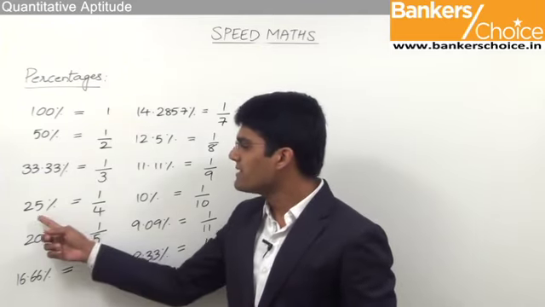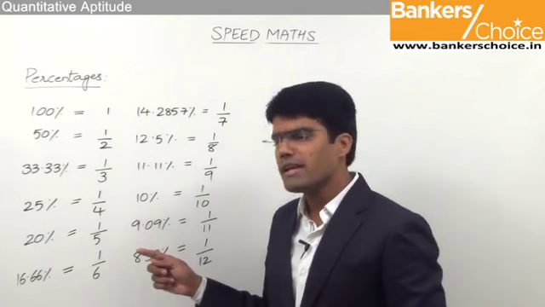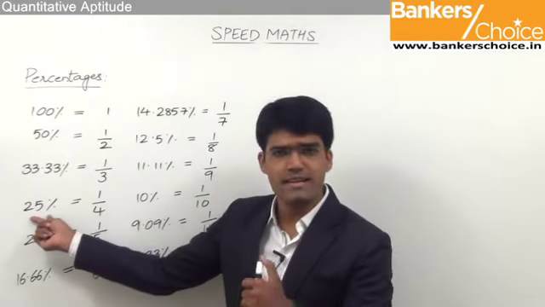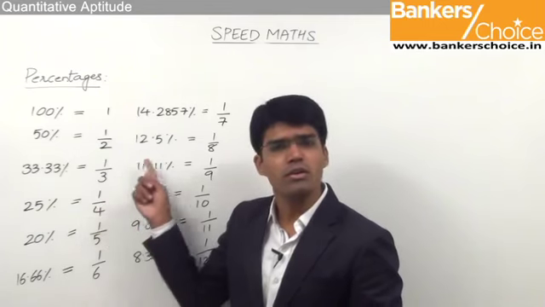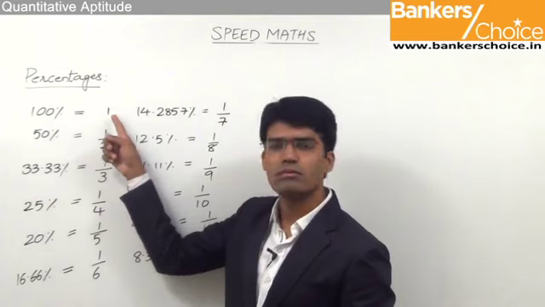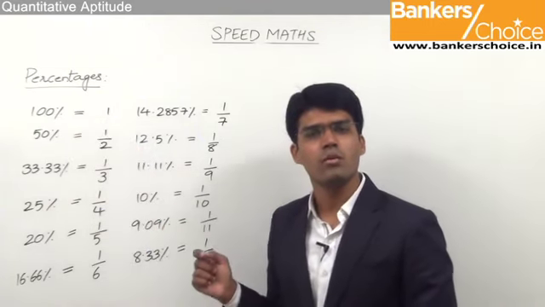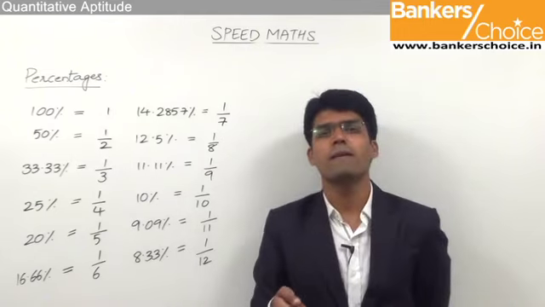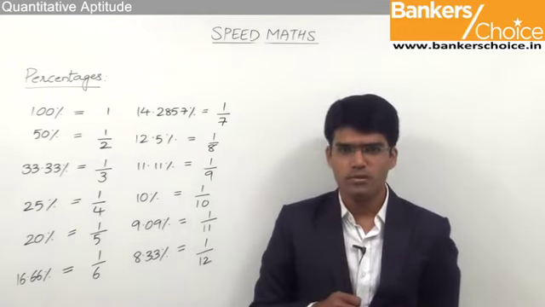So 25% into 3 is 1 by 4 into 3. Likewise, multiply both the sides by 4. 25% into 4 is 100%. 1 by 4 into 4 is 1. 100% is equal to 1. That is what we know from the first statement here. So the point here is, we know what is 1 by 4. Try to find out 2 by 4, 3 by 4 and 4 by 4.